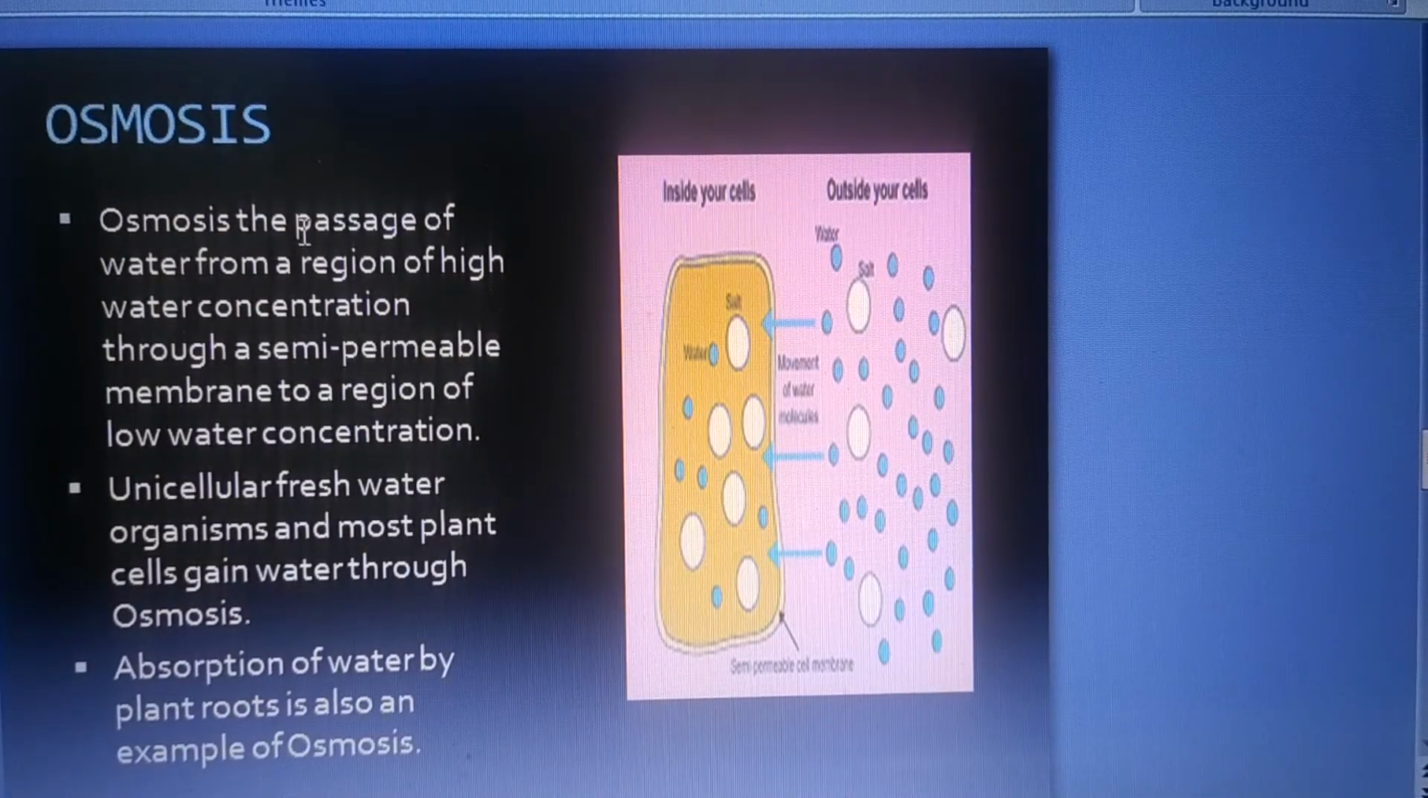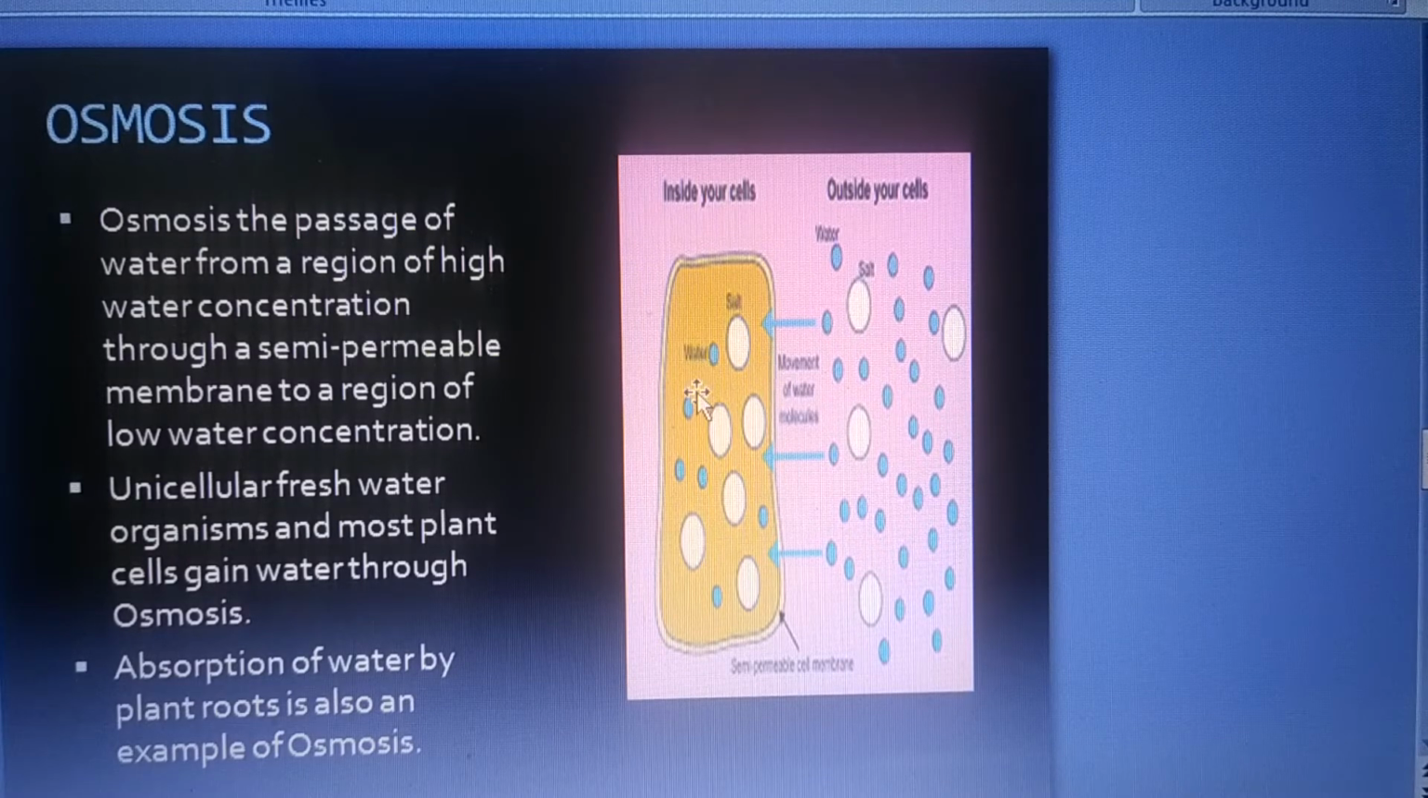Osmosis is a process of passage of water. So here we are mainly discussing the movement of water. In this lesson, it is the passage of water from a region of high water concentration through a semi-permeable membrane. Just now we have discussed what a semi-permeable membrane is. The cell membrane is a semi-permeable membrane. So when the roots of a plant are inside the soil, in the soil water is more, so water molecules from the soil enter the root cells.